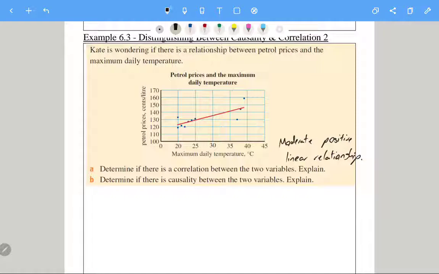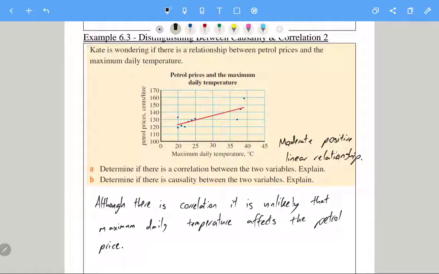And I think in this case, it's unlikely that there is actually causality between these. I don't think that the maximum temperature really has much to do with petrol prices at all. So, although there is correlation, it is unlikely that the maximum daily temperature affects the petrol price or causes changes to the petrol price. However, it could be something where as the temperature goes up, people are using more air conditioning, which uses more fuel, and so since you're using more fuel, then people might be getting higher petrol prices because more people need fuel. But I don't think there's any direct causation between these two.